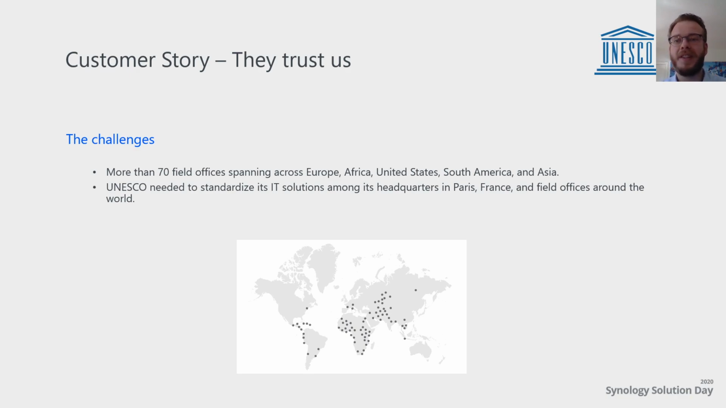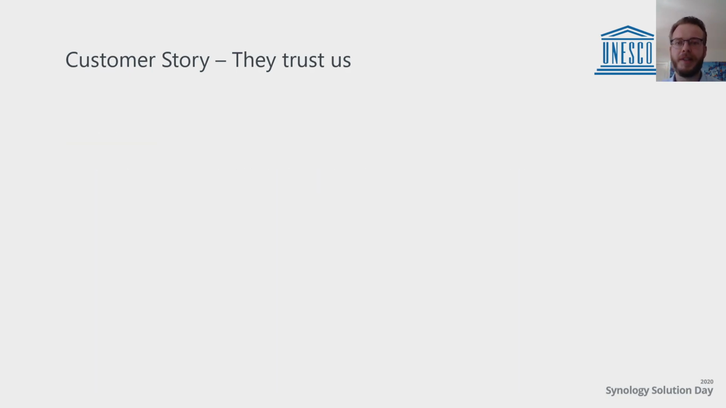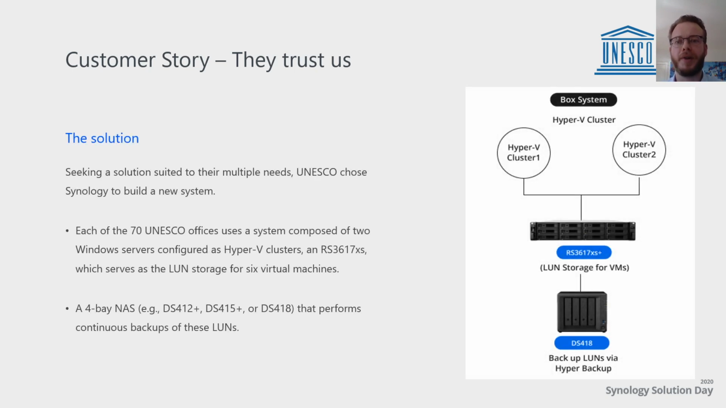With more than 70 offices around the globe, Europe, Africa, United States, South America, Asia, they needed a standardized IT solution that could be built in their main office in Paris, France, to be sent out and spread throughout the world. And it needed to be unified so they could all work the same way. So the solution they came up with together with Synology is to create a box system.